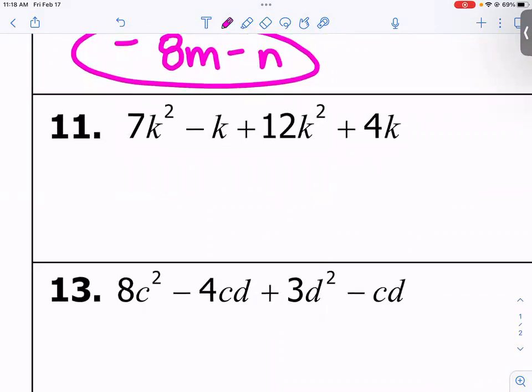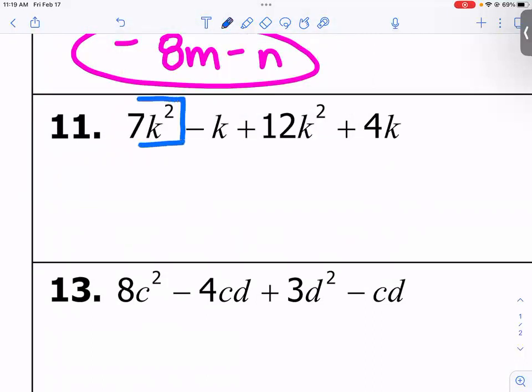Now, look at number 11. Look at number 11. Brady, I have a question. Do you only see K's? No, that's not okay. Thank you for that. Are they all the same K's? Okay.